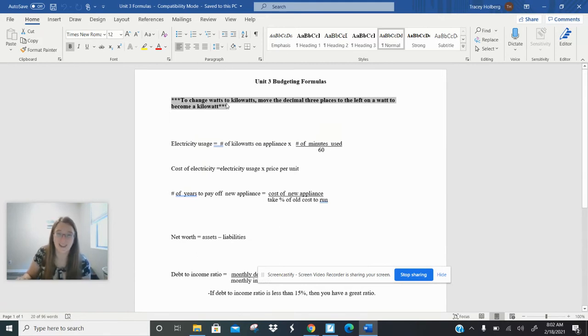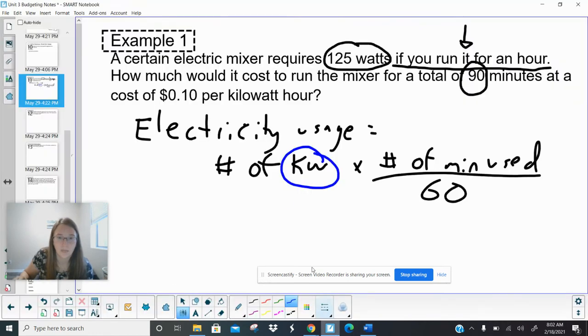Thankfully, because it is the metric system, all we have to do is move the decimal, if you recall that from the metric system. All we have to do is move the decimal 3 places to the left to become a kilowatt. So before we can plug in here, we take this 125 and change it to kilowatts. Now it says move the decimal 3 times to the left. Well, I only see 125. Where's the decimal? It's here, right?